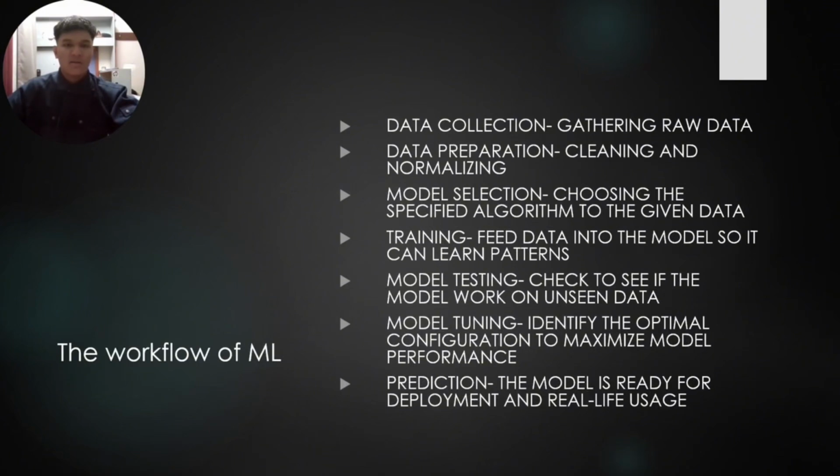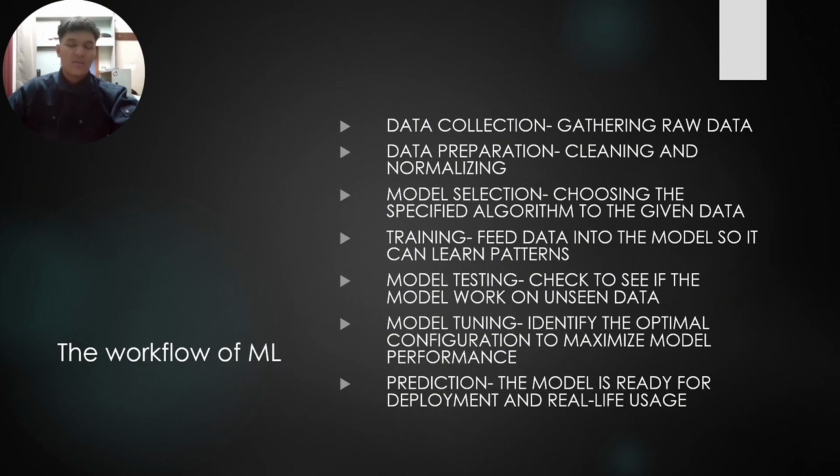So we'll be moving on to the next part, which is the workflow of ML. The first one is data collection, which is gathering raw data. The second one is data preparation, which is cleaning and normalizing data. The third stage is model selection, which is choosing the specific algorithm for the given data. The fourth one is training. The data is fed into the model so it can learn patterns.